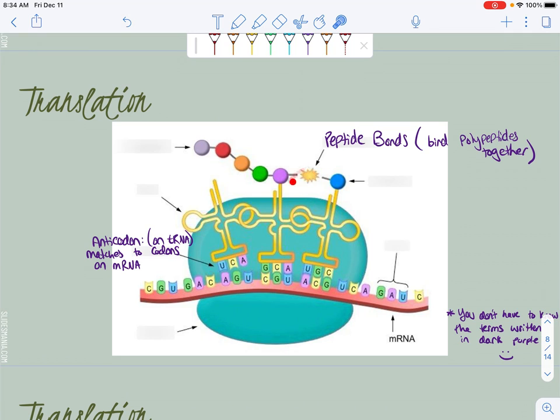Up here, I've labeled this a peptide bond. These are just the kinds of bonds that hold the amino acids together. And these 2 words you don't need to know for a test. You don't have to be test ready for them. But what I'm about to talk about, the other labels, they will be.